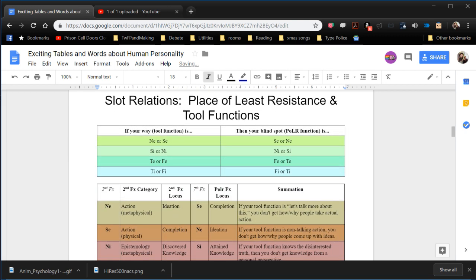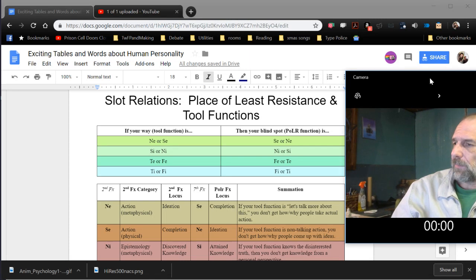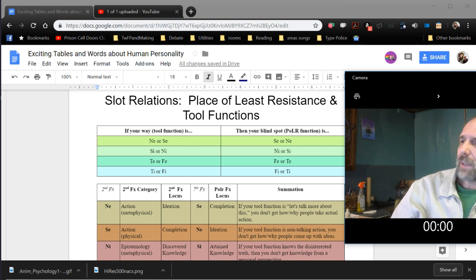Slot relations, place of least resistance, and tool functions. This just goes through a lot of the ways that we can deduce one thing from another thing in terms of function mechanics. If your tool function is NE or SE, then your blind spot will also be NE or SE. The other one. So if your tool function is NE, your blind spot's SE. If your tool function is SI or NI, then your blind spot's SI or NI. If your tool function is TE or FE, then your blind spot's TE or FE. If your tool function is TI or FI, then your blind spot's FI or TI.